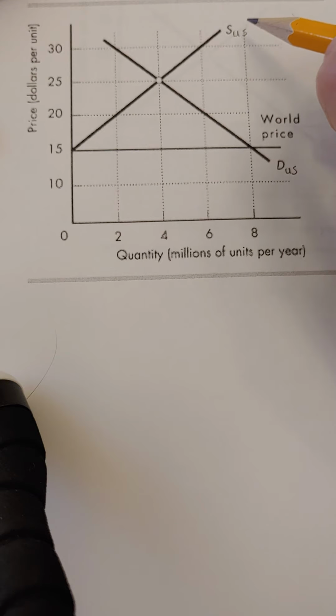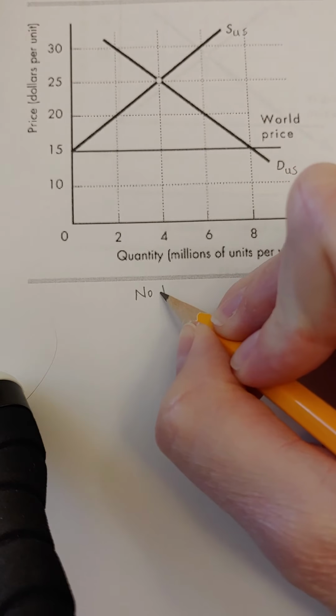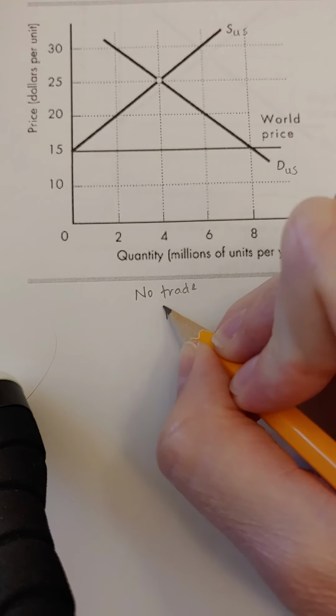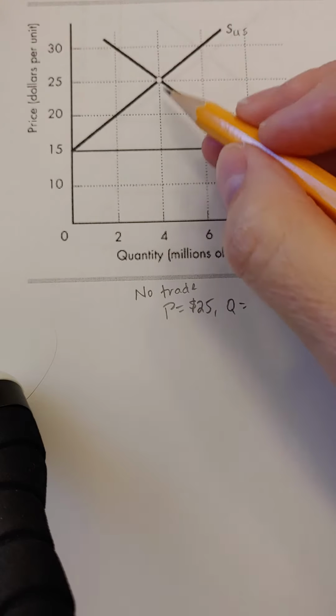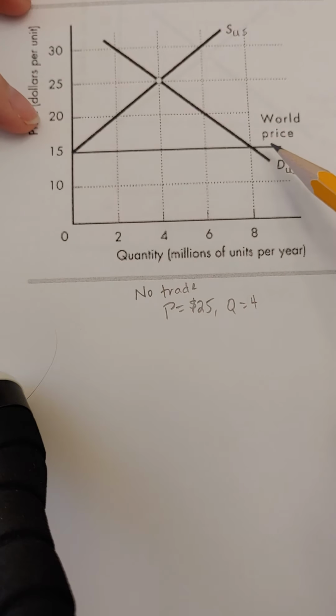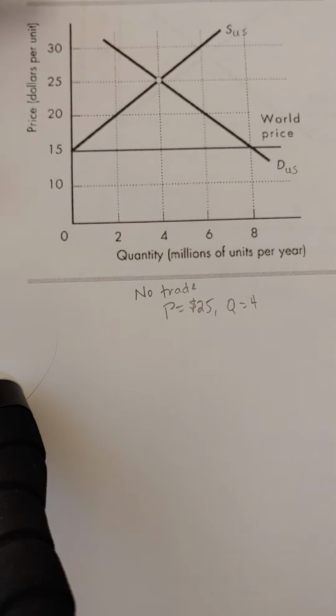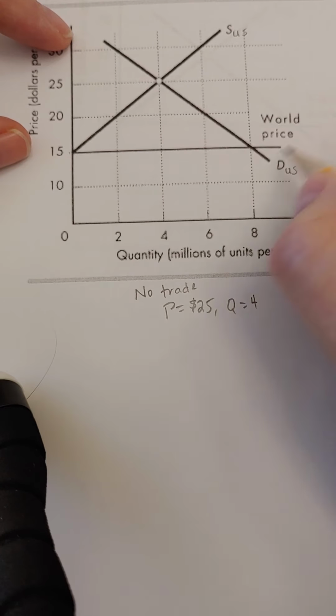So if we don't have any international trade, all we have is U.S. producers and U.S. consumers. We're going to get an equilibrium price equal to $25 and the quantity is going to be 4. Okay, now let's say we open up the widget market to the world and we are willing to import widgets from other countries, and let's say the world price, the price other countries are willing to sell us widgets at, is $15. Okay, so the world price is $15.